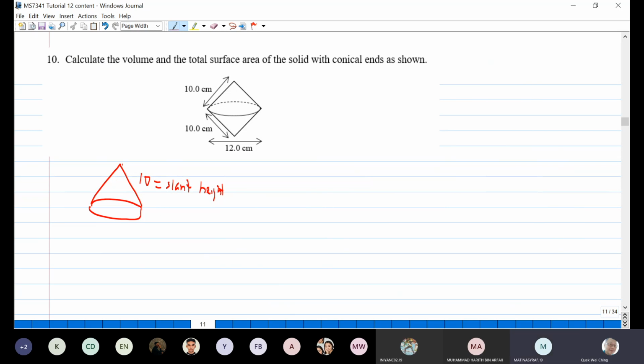So when you open up, let's say you cut this one open. Then it will look like something like this. When cut open and opened up, this one looks like a fan, right? Like a fan here. Then this part is 10. When you cut open, it looks like this. This is the curved surface area, right? The curved surface area.